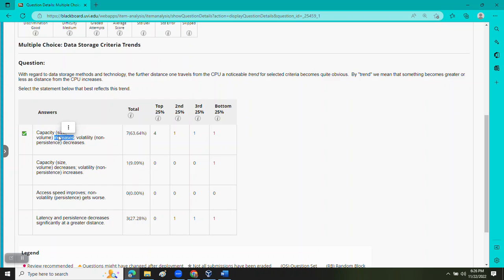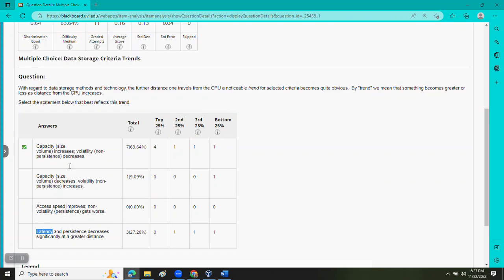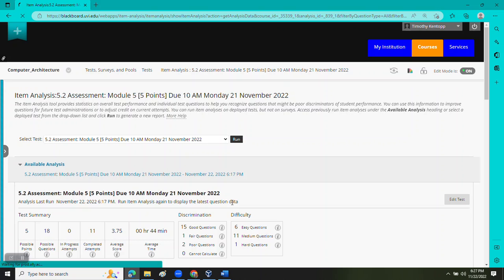That's the issue. Down here, latency and persistence. That first component, latency, increases. It doesn't decrease. Latency means delay. So it gets slower as you move down the page or down the table. Latency actually increases, meaning the delay increases at a greater distance. I hope that helps.